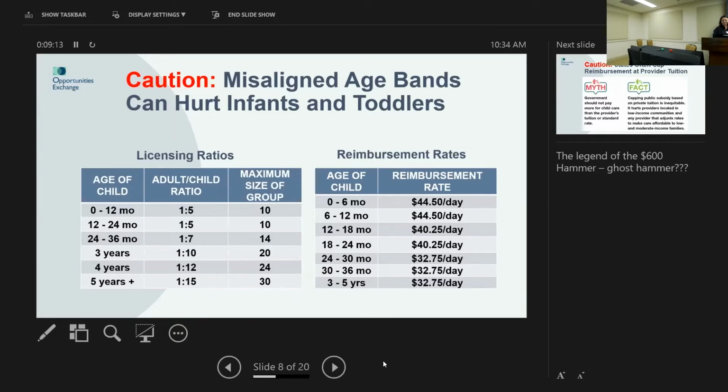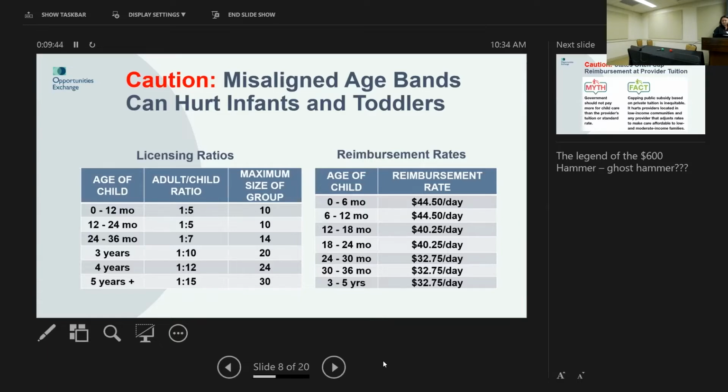Basically, at 24 months you can raise your ratio. But at 12 months to 24 months, you're actually getting paid $4 a kid less, when in fact you have to meet the same ratio. Why? How is that? And then at 24 to 36 months. So you see this doesn't line up.